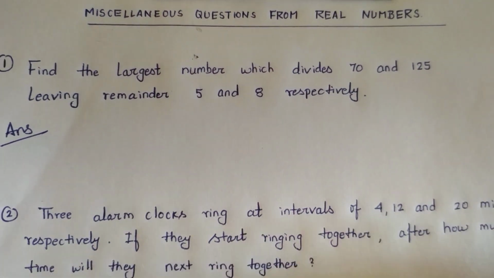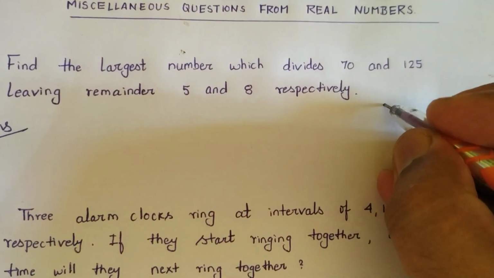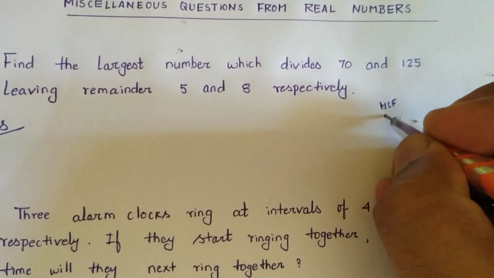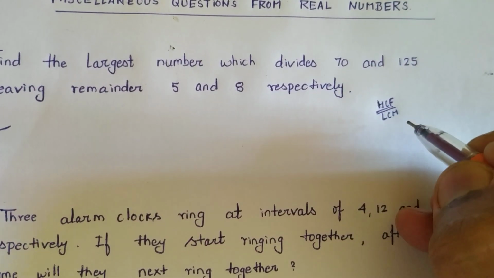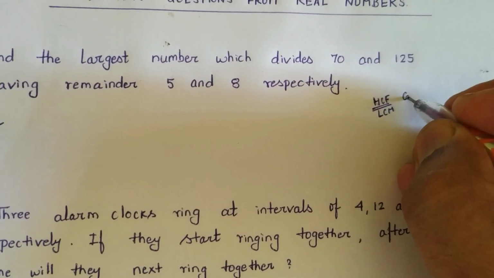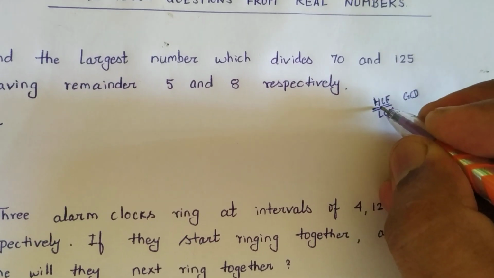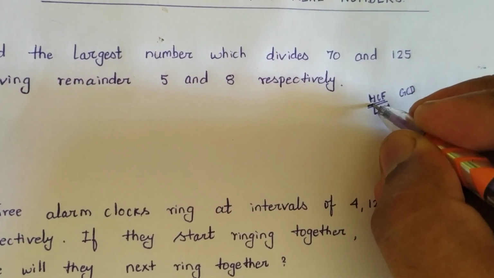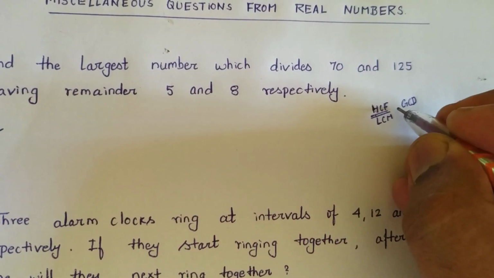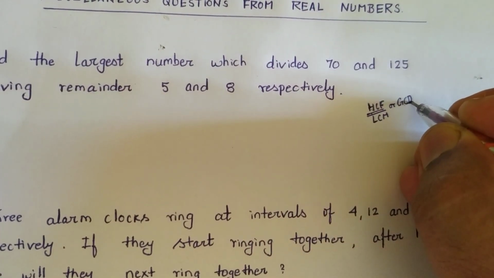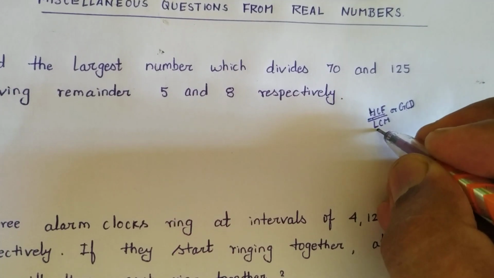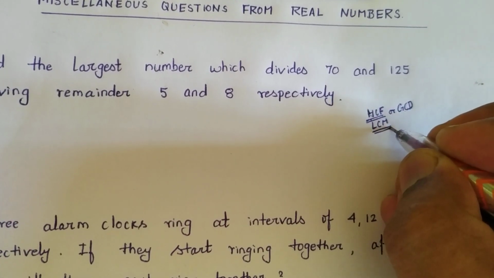First of all, recall two terms, HCF and LCM. HCF is also known as GCD. Full form of HCF is highest common factor, or GCD, greatest common divisor, and LCM is lowest common multiple.